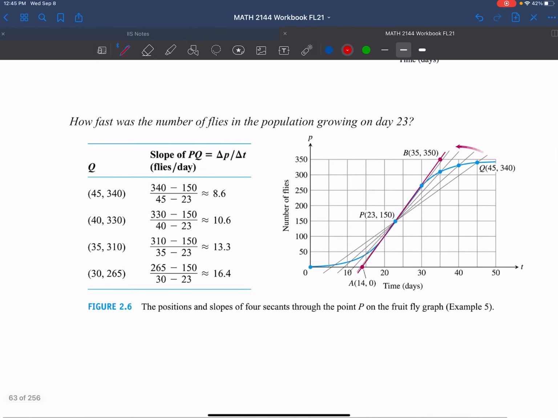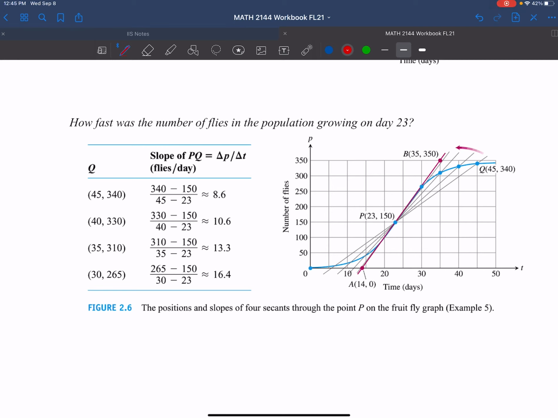So then the question down below: how fast was the number of flies in the population growing on day 23? So are we going to be talking about instantaneous or average here? Instantaneous. We're just given 1 point and we're saying it's on day 23. So this would be a key word to grab on. The other word you should also notice: it doesn't say anything about rate of change in here, but it's asking how fast. That's a rate of change. That's a slope. So the key words fast, rate of change, slope, all of these should start being connected in our mind as we read through these.